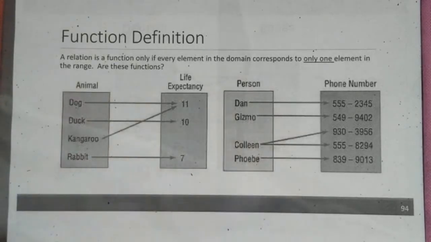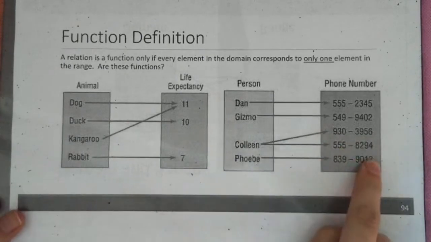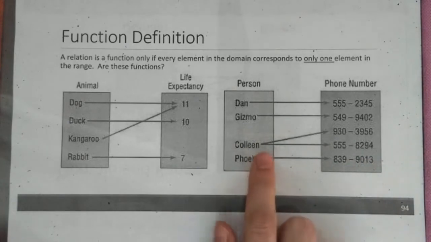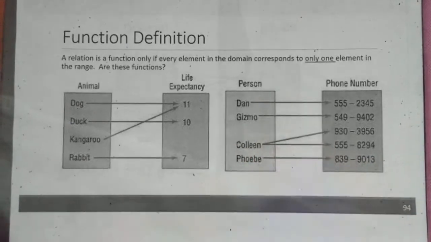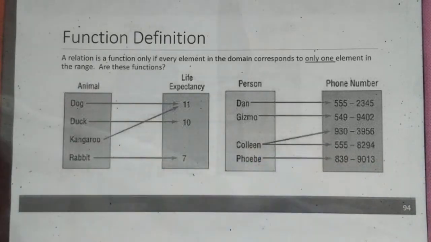Over here we have people and their phone numbers. If I ask, what is Colleen's phone number? You could say, well, it's this or that. If there is any single input that has more than one output, not a function. So if you have to say, okay, I have Colleen, so her number is either this or that, not a function, that's the end of it.